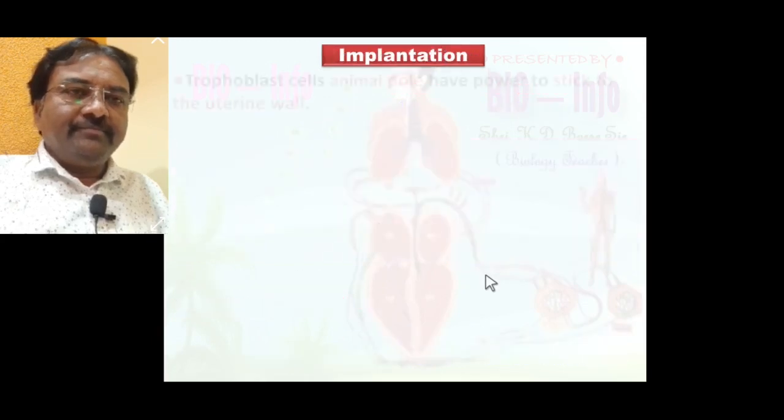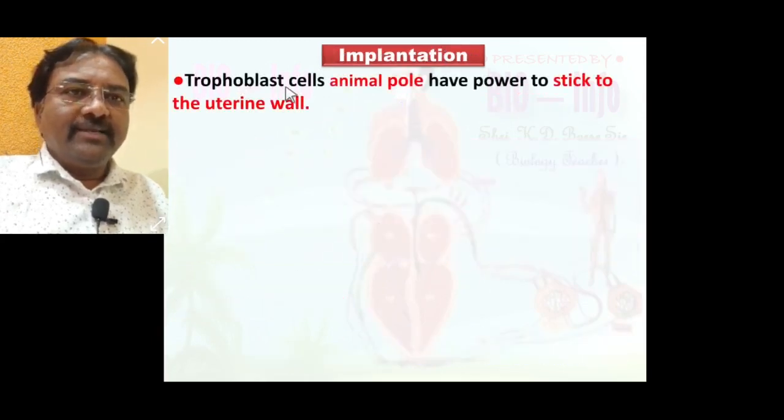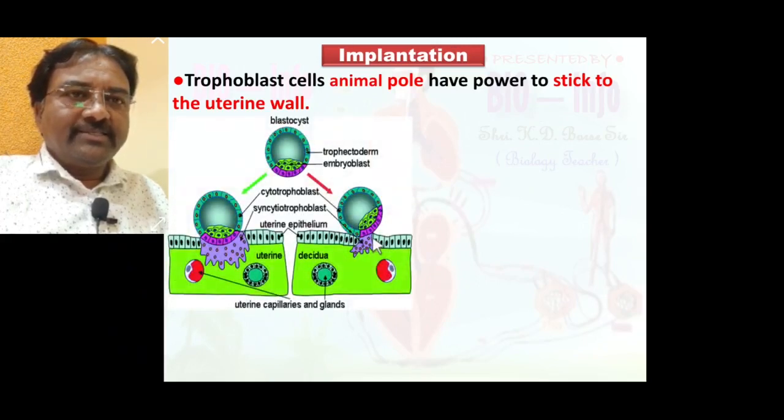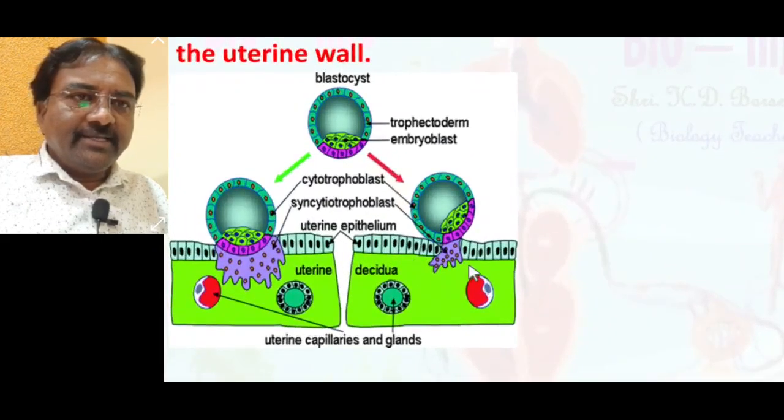Now, trophoblast cells at the embryonal pole have the power to stick to the uterine wall. Due to this, the trophoblast cells are attached or embedded to the endometrium. As seen here, these are the trophoblast cells attached to the endometrium layer of the uterine wall.